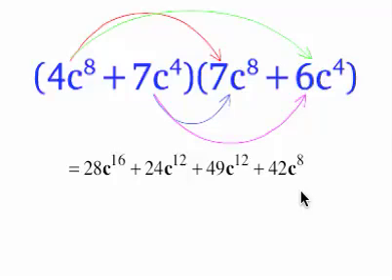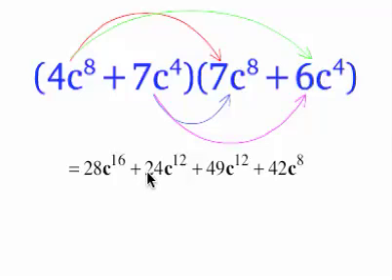Now we just want to add our like terms. I have c to the 16, and that's the only c to the 16 I have. Here we have c to the 12 and c to the 12. They both have the same base and the same exponents, so they're like terms. There are no other like terms here. They all have c's, but that does not mean they're like terms. They have to have the same base with the same exponents to be addable. Well, everything's addable, but to add together to get something less complicated.